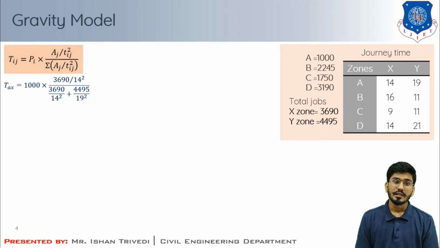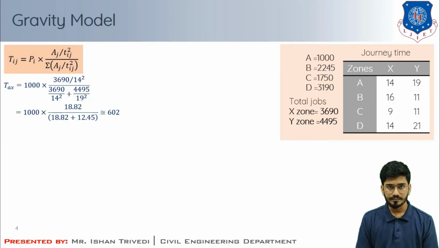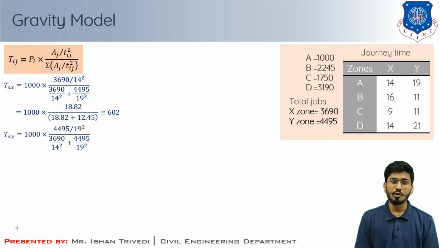Here for the summation of all the trips, that is between A to X and A to Y, I need to put in that particular place the summation, which is 3690 and 4495 for X and Y industry, and the total journey time is 14 and 19 respectively. So I'll just put it in the summation of all trips and simplify. The answer is 602.